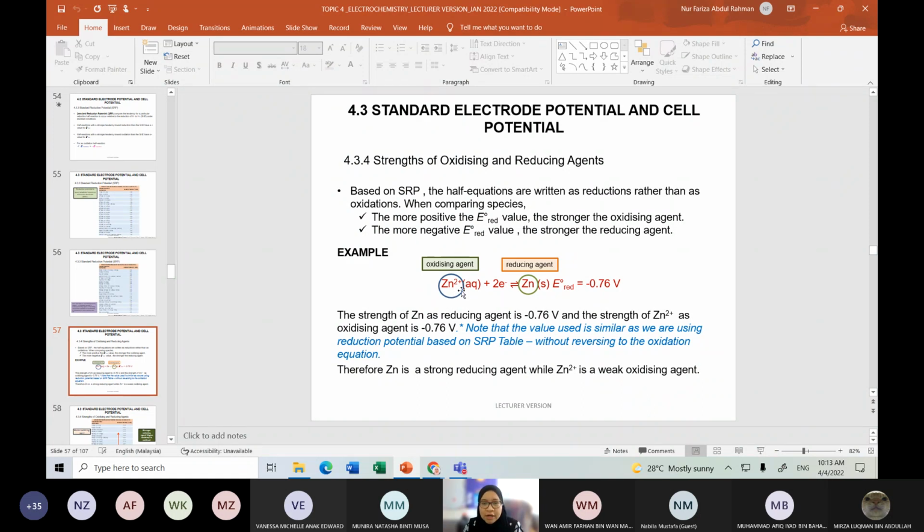Mana ada zinc buang lagi 2 elektron jadi zinc 4 plus. Dia tak akan buang elektron dah, zinc 2 plus ni. Dia hanya akan boleh reduce. So kalau dia reduce, it is an oxidizing agent.